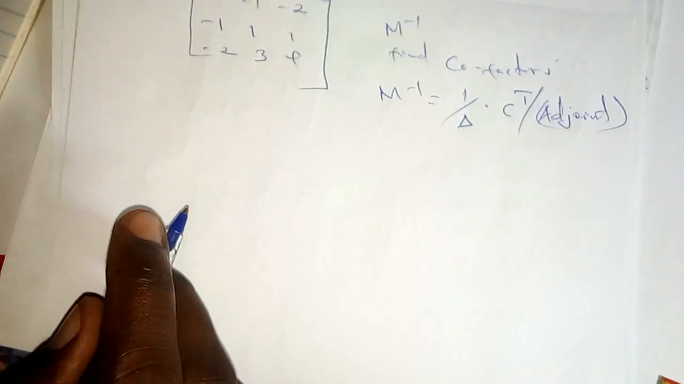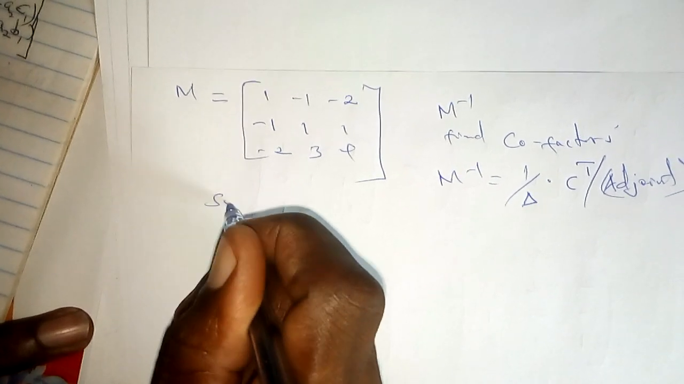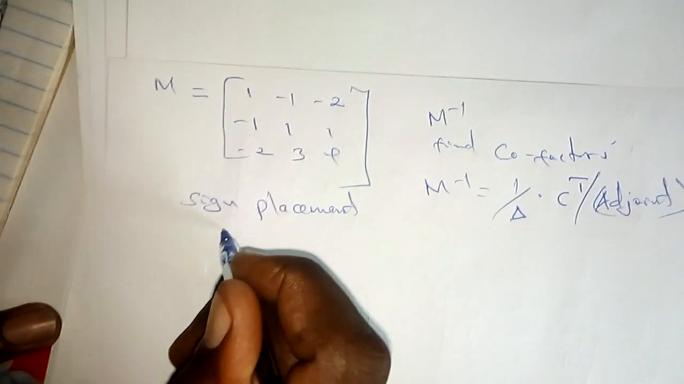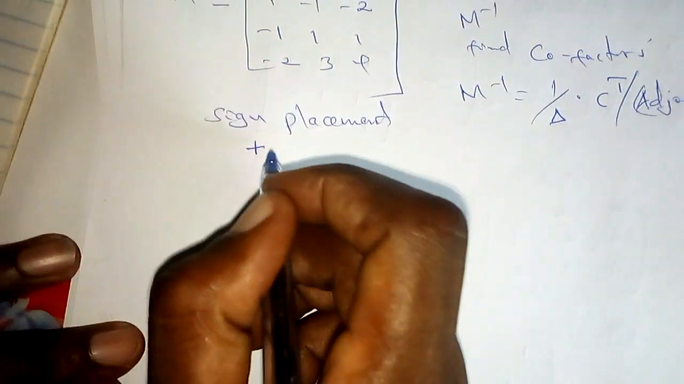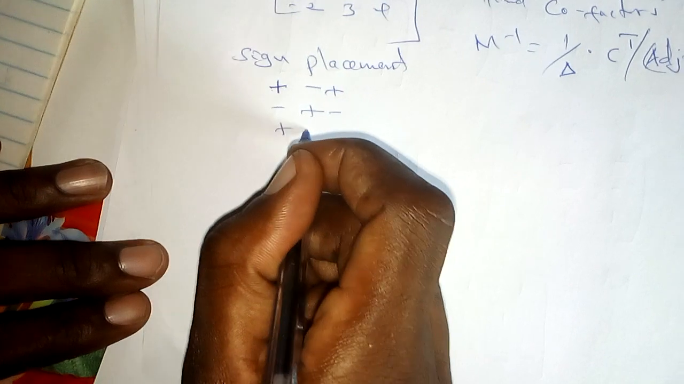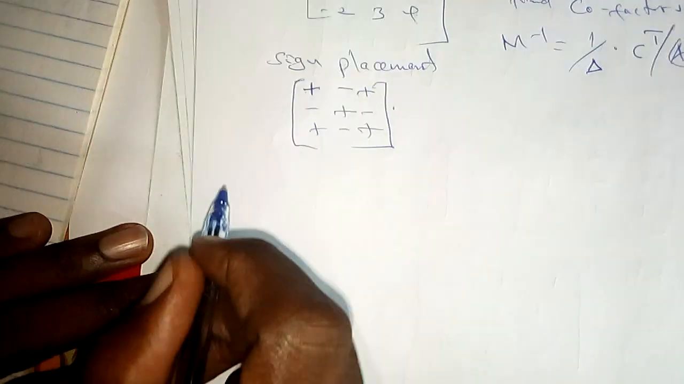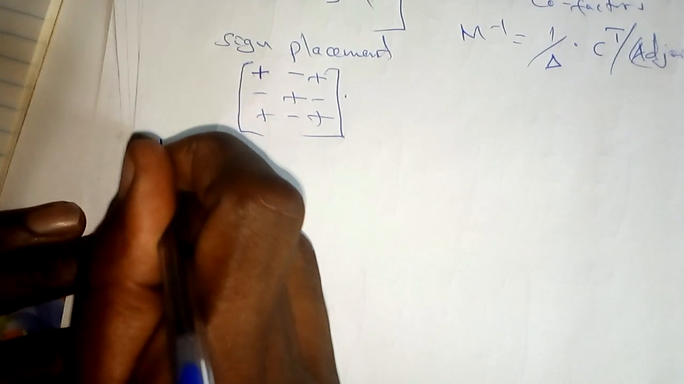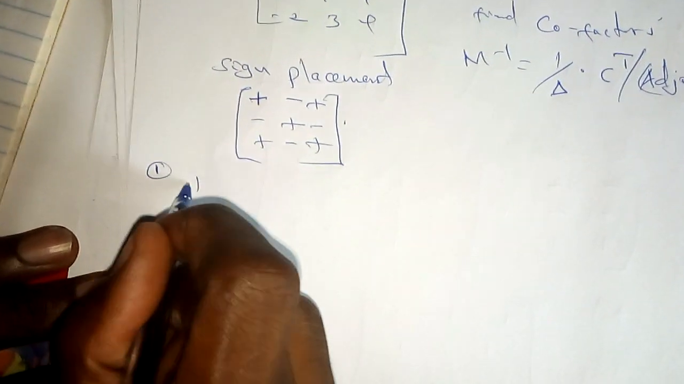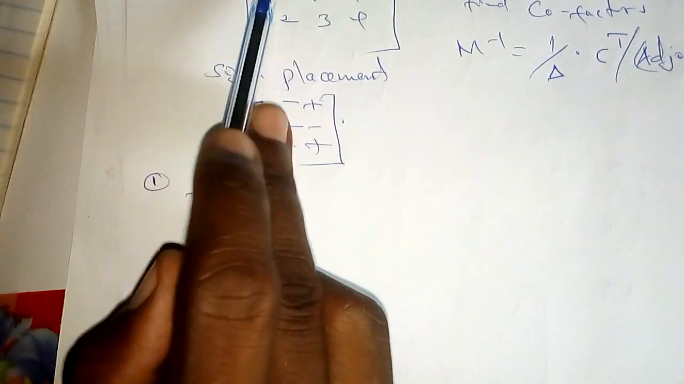For you to find the cofactor transpose, you must have in mind what you call sign placement. Sign placement is positive, negative, positive, negative, positive, negative, positive, negative, positive. We consider this sign placement. The first cofactor, let us call it cofactor number 1, is positive 1, considering this one.